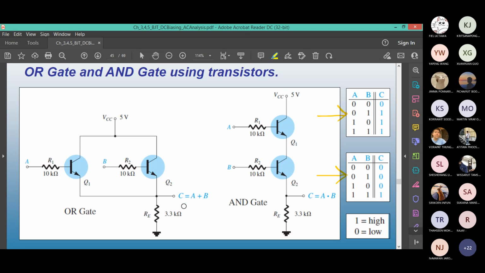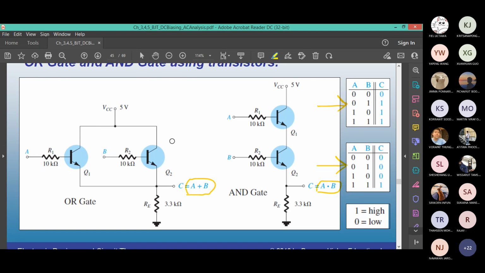So OR Boolean logic is given by A plus B, and AND is A dot B. C is the output. See what happens on the left hand side. Let's say Q1 is 0, transistor off, Q2 is 0. Is there any current? No, because from VCC, it does not pass through here. The circuit is open. It stops right there. No output.